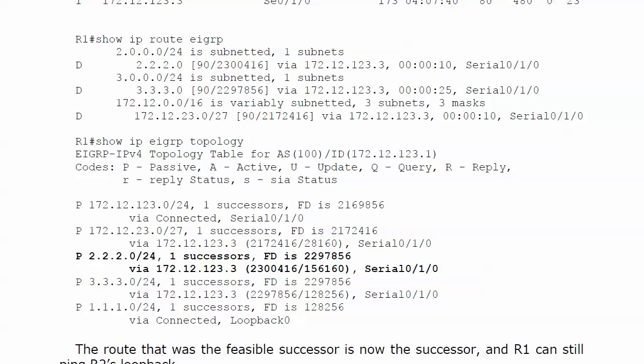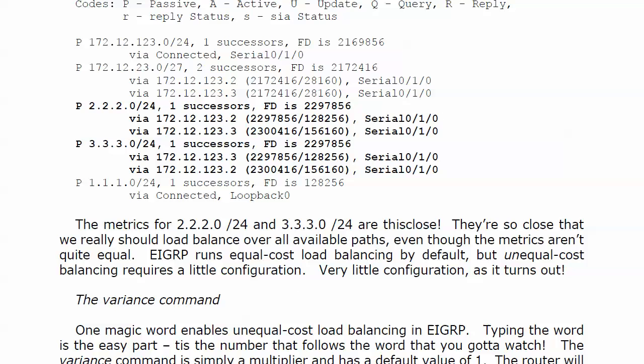As a matter of fact, I'll stop this video, and in the very next video, we will take over with the variance command. I'll see you there.